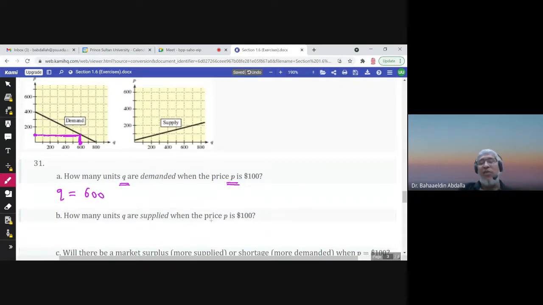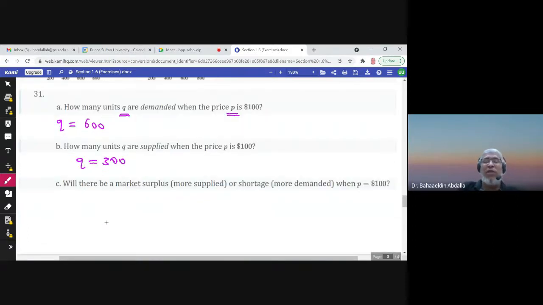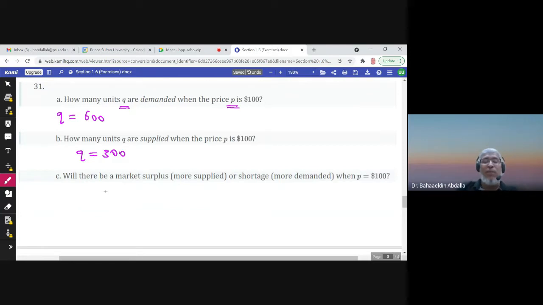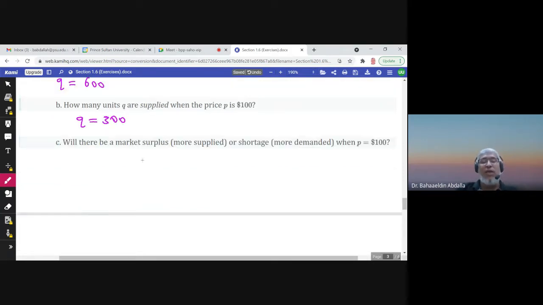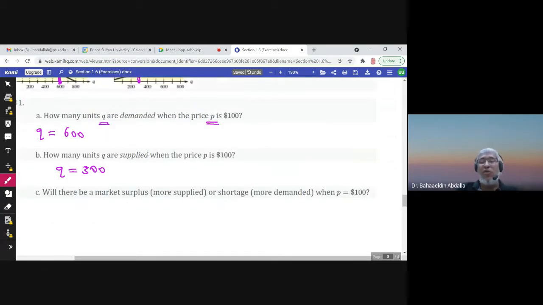How many units are supplied when the price is 100? You go to the supply function, the price again is 100, and you reach the curve, you go down, and this would be the quantity supplied. So the quantity supplied when the price is 100 is 300 units.